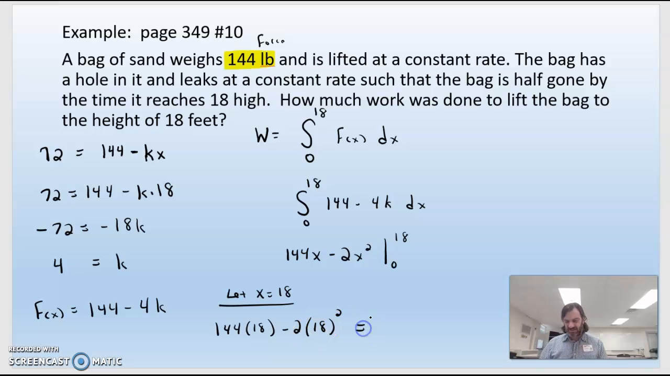Plugging in 0 won't give us anything. Just need to make sure that happens though. So 144 times 18, and then we're going to subtract off 2 times 18 squared. And I get 1,944. And we're talking about work, and work is generally given in two different units. It's given in joules if we're talking about mass with kilograms and newtons for force, but we were given the force in pounds and the distance or movement in feet, so this will be in foot-pounds. Okay?